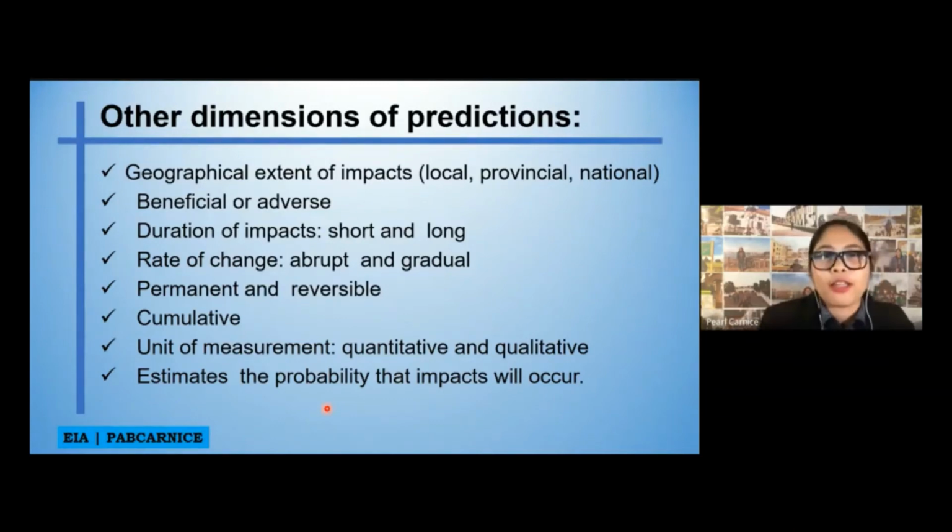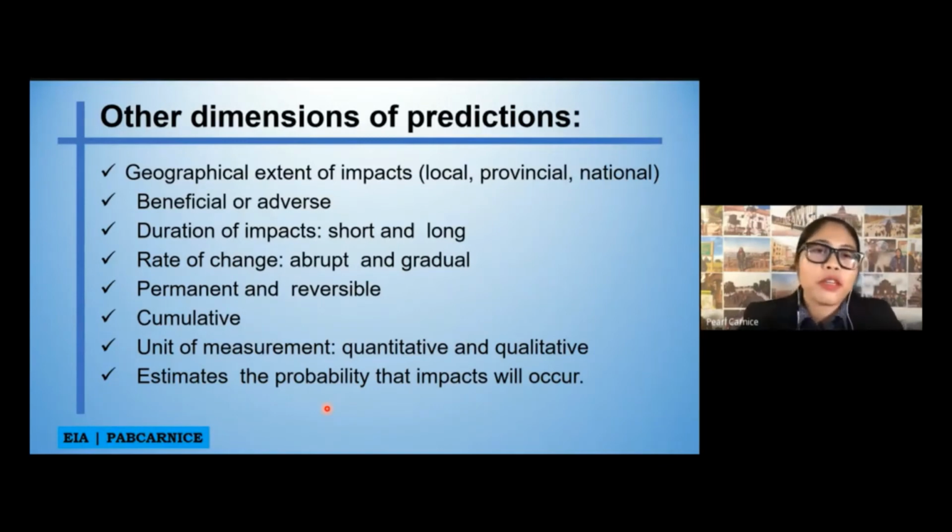When we say gradual, it's like slowly and slowly there is a change, or slowly and slowly there is an impact of your project to a specific area. And then there are also effects or adverse impacts that are permanent and reversible. When we say permanent, permanent means permanent. There are possible cases that it can be reversed, but it would take time, or I would say it would take geologic time.